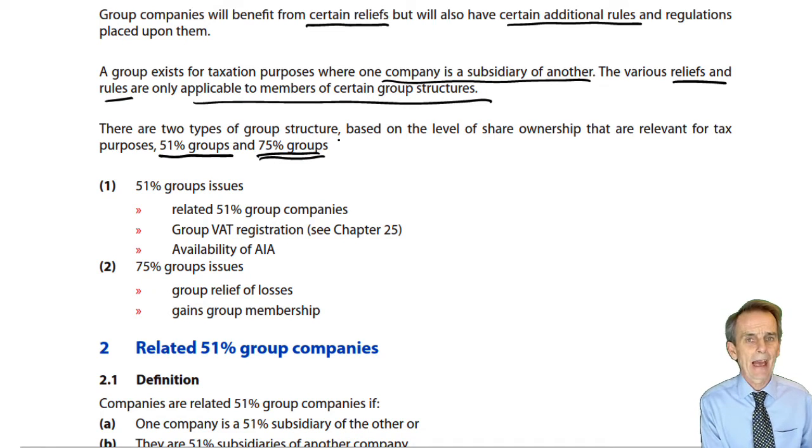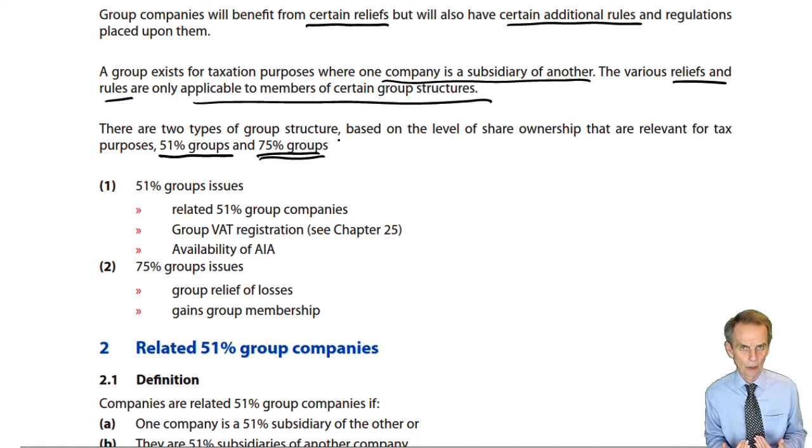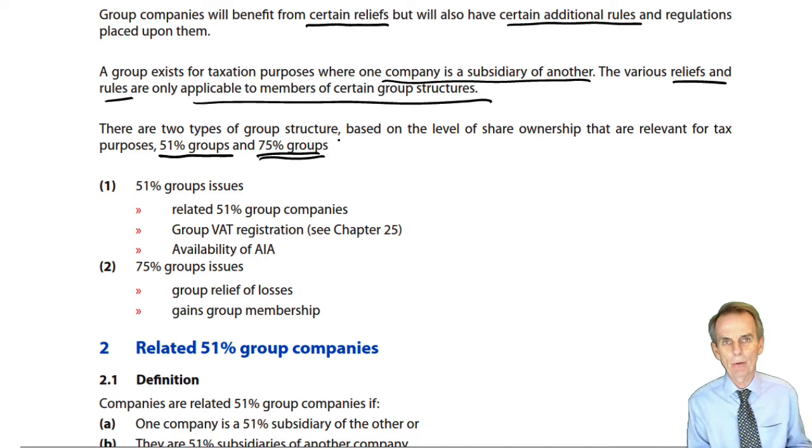We could relieve that loss against other profits of the same accounting period. And if we did that, and only if we did that, we could then carry back that loss to a previous period, or indeed periods. It could be carried back a maximum of 12 months there. And if we do not want those reliefs, or after applying those reliefs, there's still some loss left over, then it was simply a matter of carrying it forward.